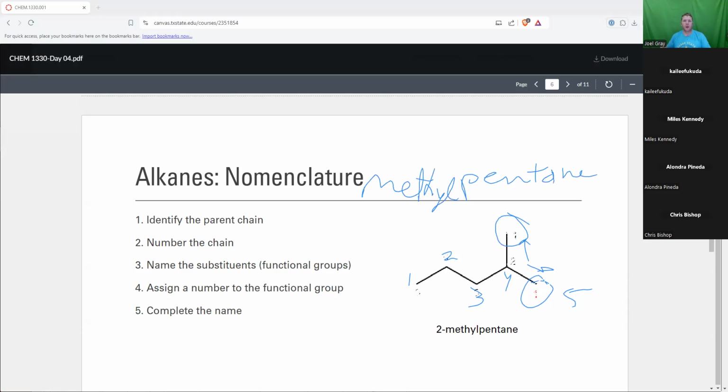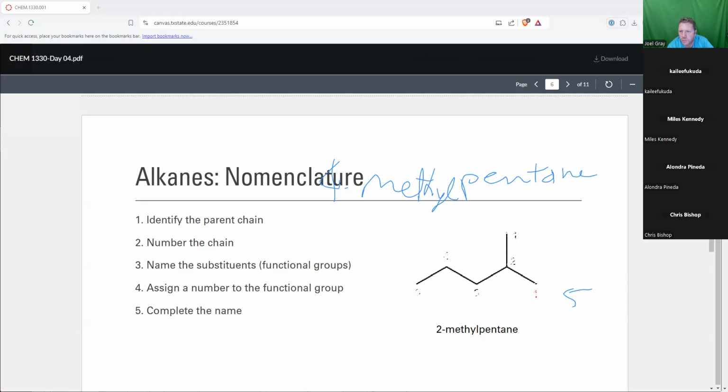Rather than methane, we drop the -ane and put -yl, so methyl pentane. Now, the way that I've numbered this, we would call this 4-methyl pentane, because on our 4th carbon, that's where we have this methyl group. Now, we don't do that, and that indicates that our numbering scheme is wrong. Well, why is it wrong?